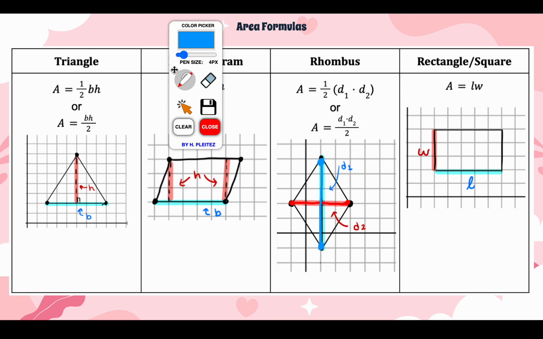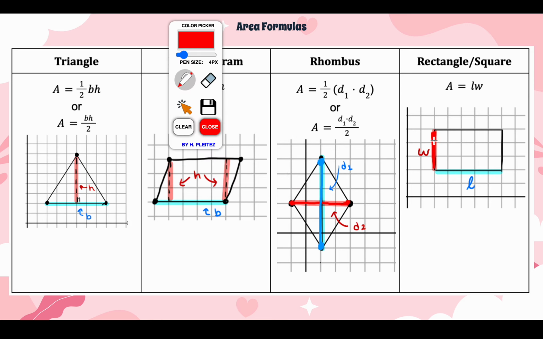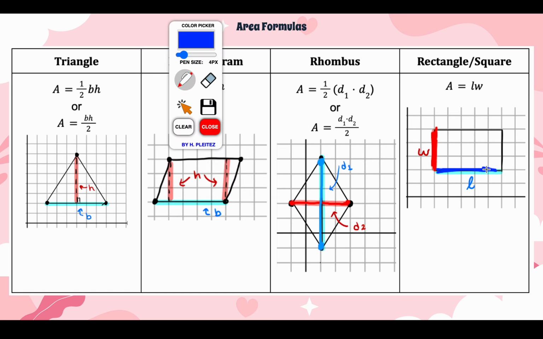And then last but not least, for a rectangle or square, we have area is length times width. It doesn't really matter which one is length or width, because when you multiply them, you're going to get the same answer regardless. But just make sure you are comfortable identifying these dimensions. And you're going to have to remember these area formulas as well.